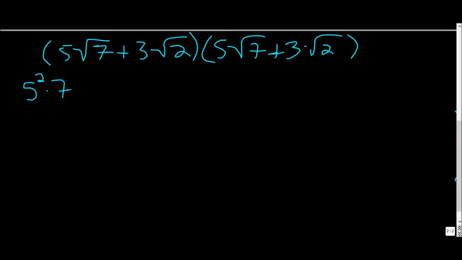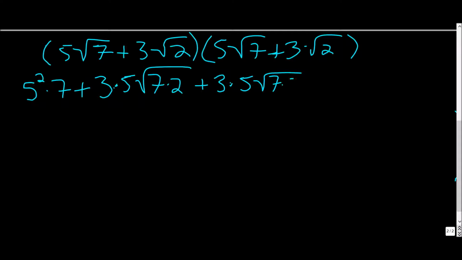Okay. We get our outside terms, which is 5 square root of 7 times 3 square root of 2. So we get plus 3 times 5, or 5 times 3, times the square root of 7 times 2. The inside is going to make the same thing. So we get 3 times 5 times the square root of 7 times 2. And then our last terms, so we get 3 square root of 2 times 3 square root of 2. So the 3's square, and then the square root of 2 times square root of 2 just makes a regular old 2.